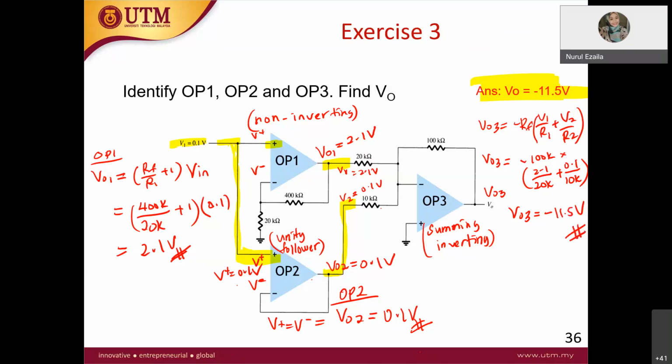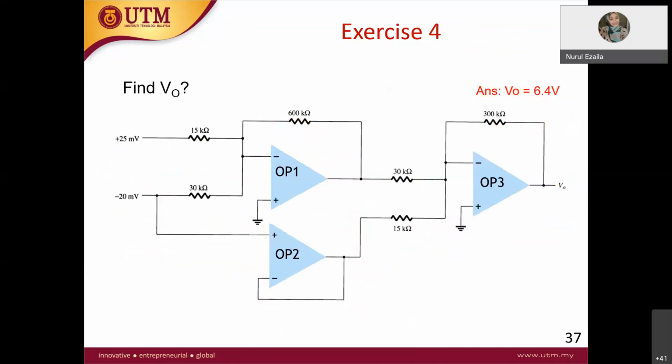So this is for exercise 3. Now exercise 4. You name it first. Op-amp1. What type of op-amp is op-amp1?